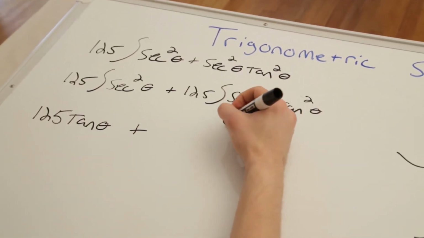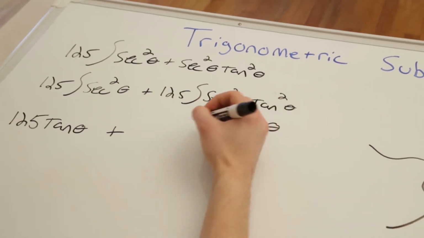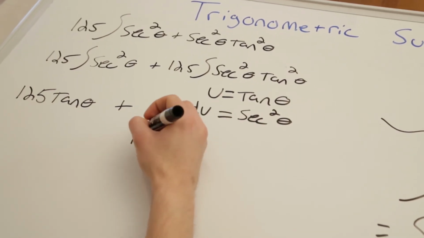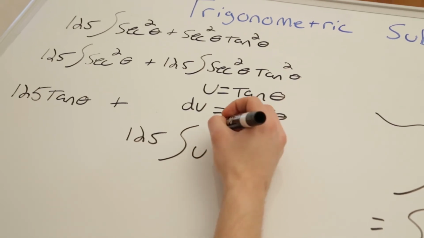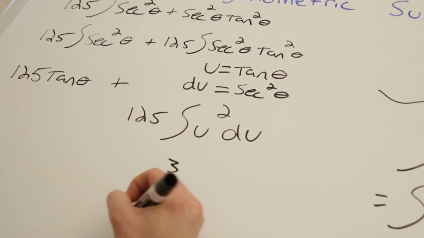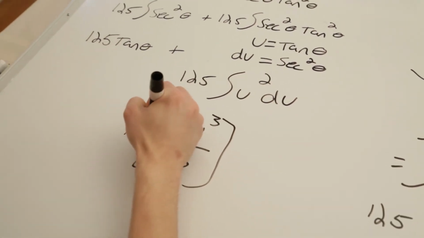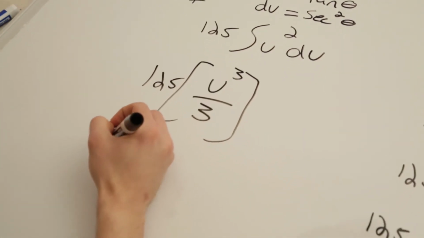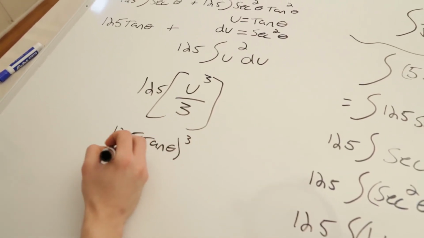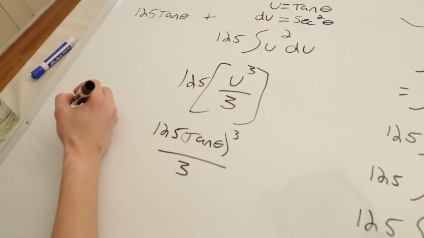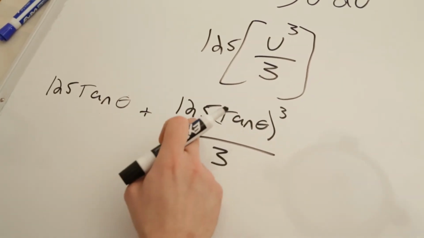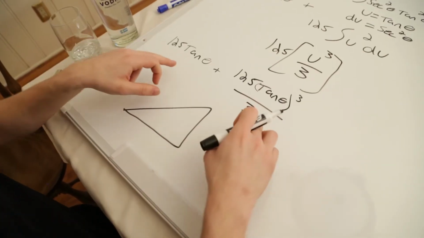We're almost done. If we let u equal tan theta and du equal secant squared theta, we can rewrite this integral as 125 times the integral of u squared du. And we know the integral of u squared is just going to be u cubed over 3 times 125. We plug our u value back in, and we have 125 tan theta cubed over 3. Let's bring down this information, and we're left with 125 tan theta plus 125 tan theta cubed over 3. So we have our answer in terms of theta.